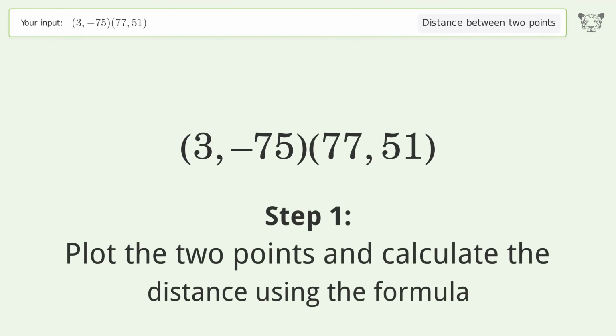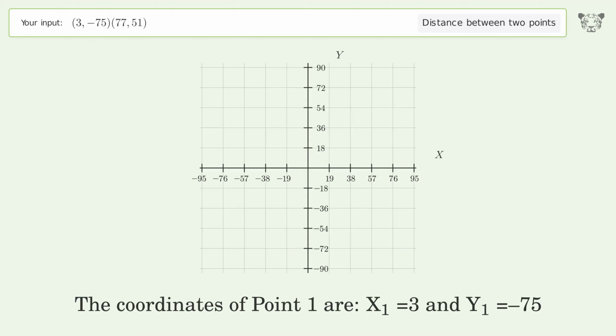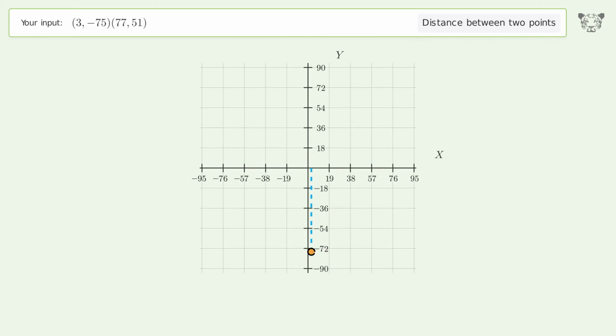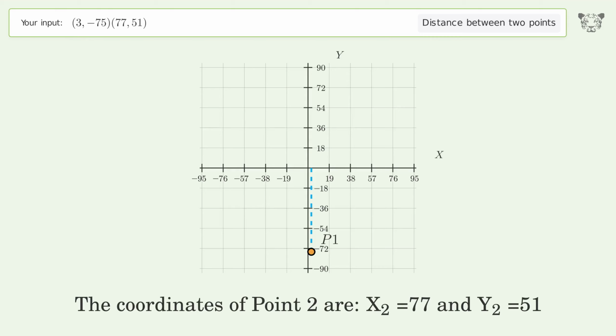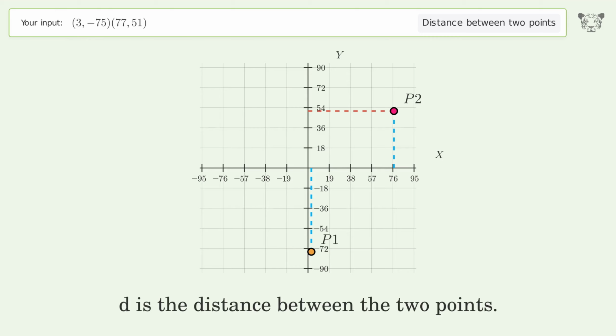Plot the 2 points and calculate the distance using the formula. The coordinates of point 1 are, x1 equals 3 and y1 equals negative 75. The coordinates of point 2 are, x2 equals 77 and y2 equals 51. D is the distance between the 2 points.